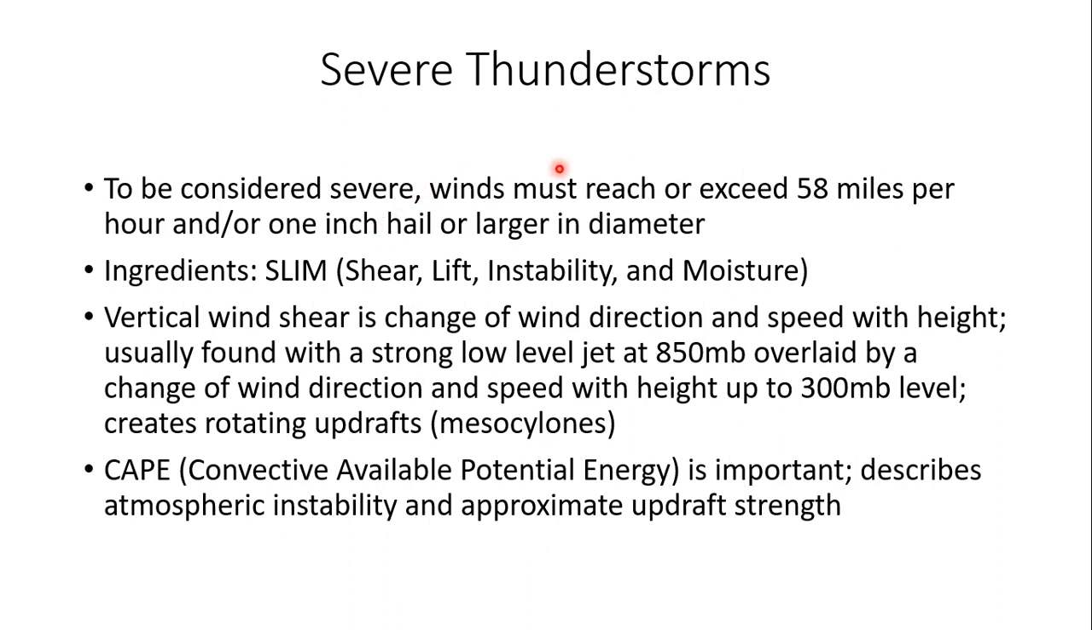The criteria for severe thunderstorms again: winds reaching or exceeding 58 miles per hour and/or 1 inch of hail or larger in diameter. And then the ingredients for severe thunderstorms. I'm looking for SLIM: shear, lift, instability, and moisture.